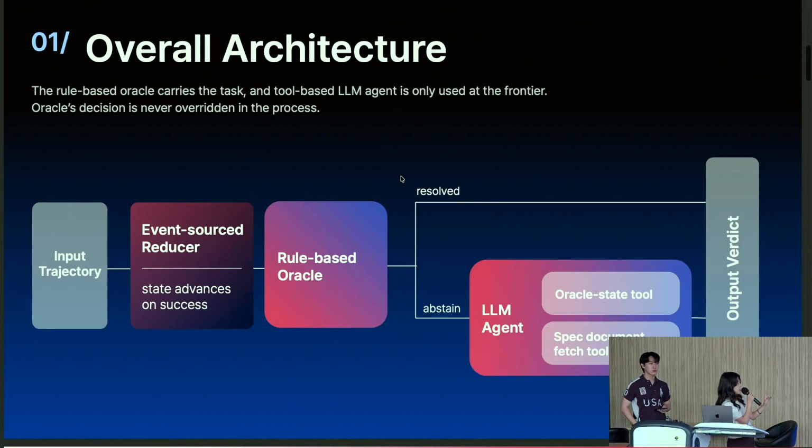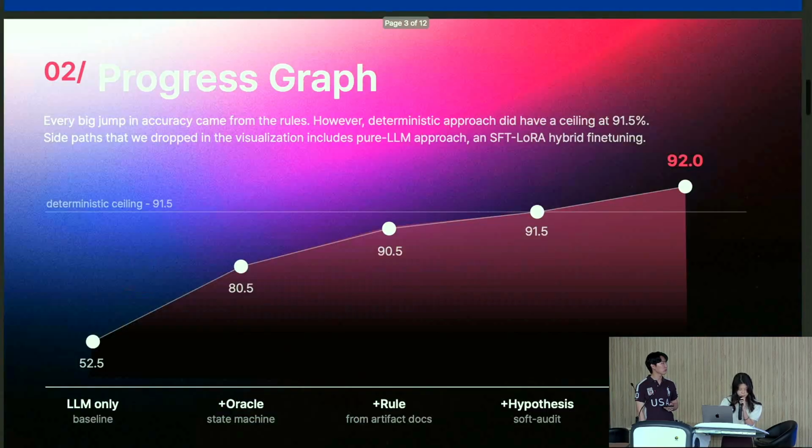The LLM agent then uses the tools that we implemented, the first being the Oracle state tool, the second being the spec document fetch tool, and it cross-checks every step along the way of its reasoning to make the final output verdict. Note here that the rule-based Oracle is the basis of our accuracy, and it resolves more than 80% of the test cases that we actually had from our submission server. Only the small remaining percentage was resolved by the LLM agent, and both combined result in an output verdict.